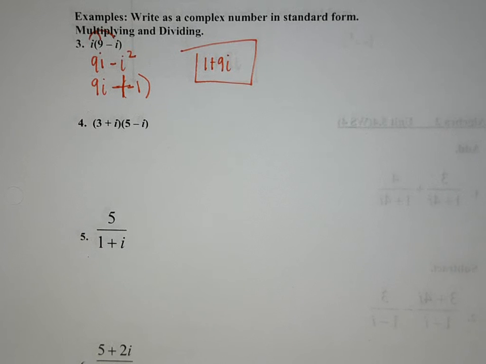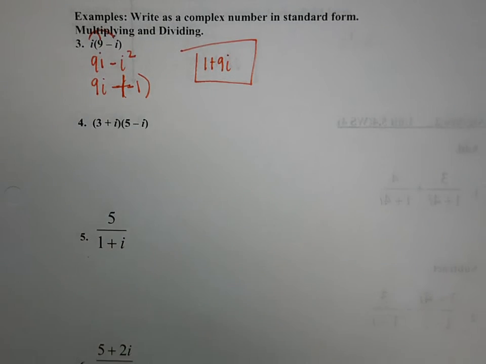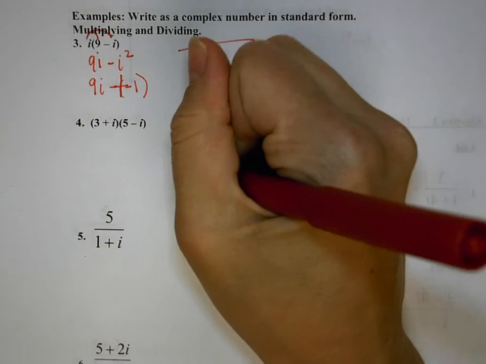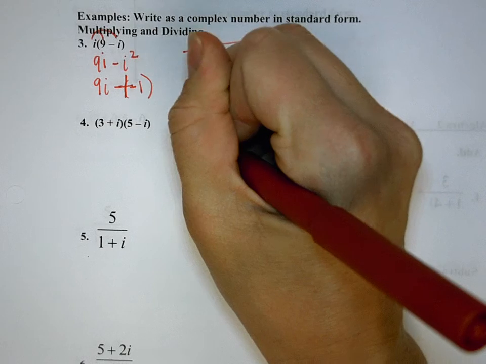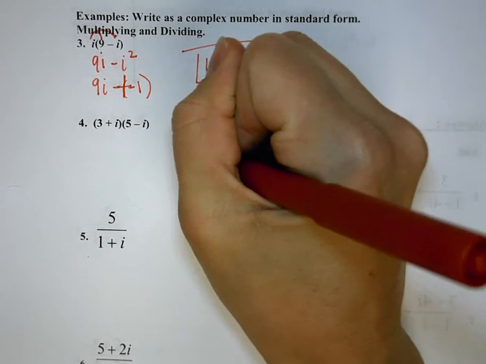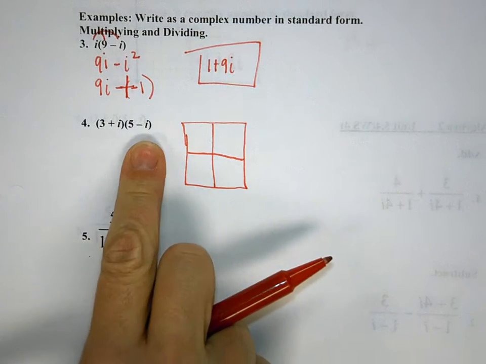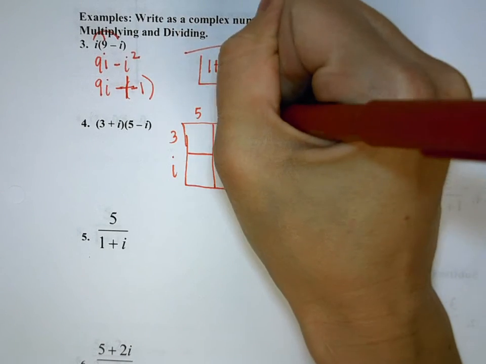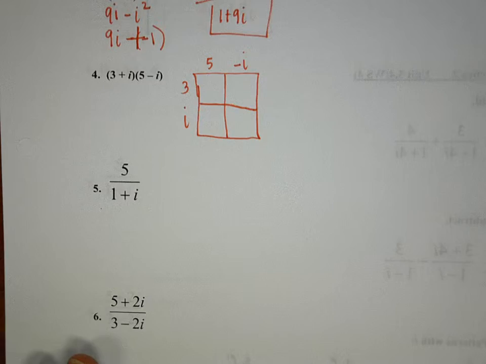Perfect. Good. Okay. So the correct answer is 16 plus 2i, if you got that. If you didn't get that, we're going to go ahead and work through it. I'm going to go ahead and do the box method. So I'm making a 2 by 2 box because in my parentheses, there's 2 terms and 2 terms. So then I write 3 and i and 5 and negative i. And I'm going to multiply.